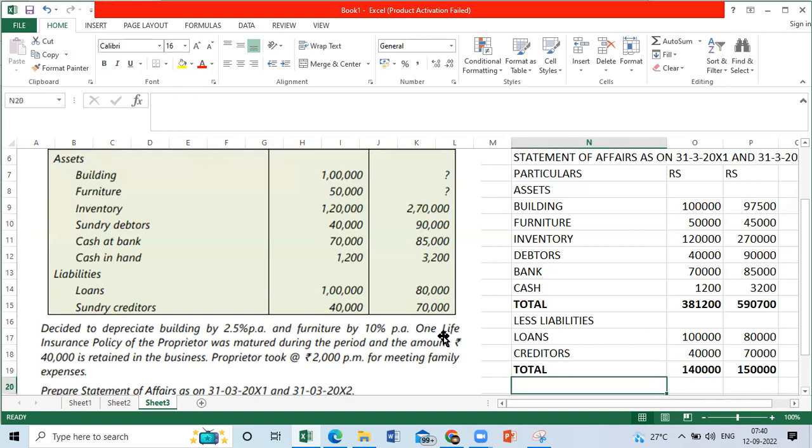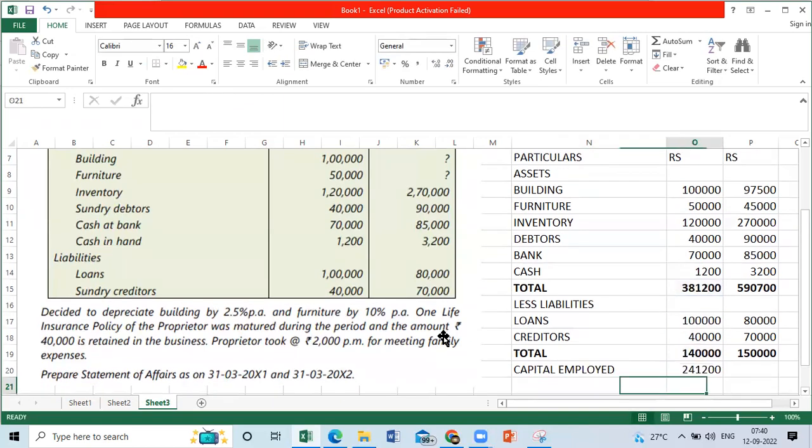What next? Sir, will subtract total assets minus total liabilities. I'll get my capital employed. This will be 3,81,200 minus 1,40,000, and this will be 590,700 minus 1,50,000. तो ड्राइंग से कुछ नहीं किया आपने, बच्चा ड्राइंग से यहाँ पे कुछ नहीं करता. नीचे ड्राइंग्स दिया है ना. Proprietor took 2000 per month for meeting family expenses. Sir, family expenses are personal expenses. Anything that is personal is called as.